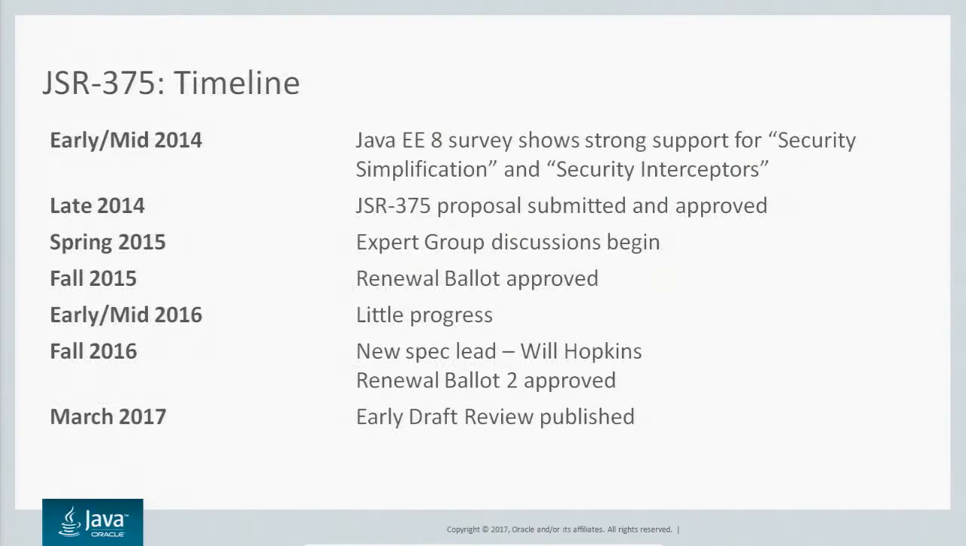JSR375 started in early to mid 2014. There was a Java EE8 survey that showed strong support for security simplification and security interceptors. We took that and made a proposal for a JSR. The JSR375 proposal was submitted and approved in late 2014. I think December it was approved. Expert group discussions began in the spring of 2015. We had a renewal ballot in the fall of 2015.